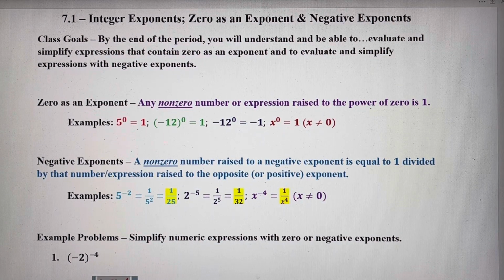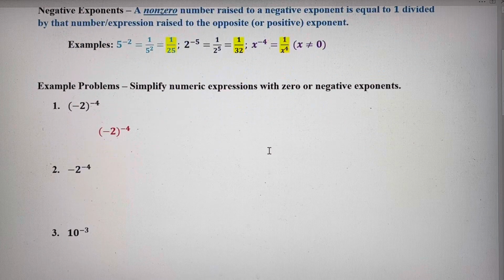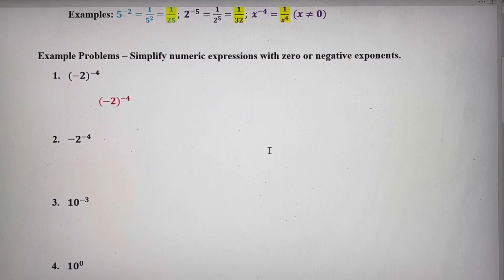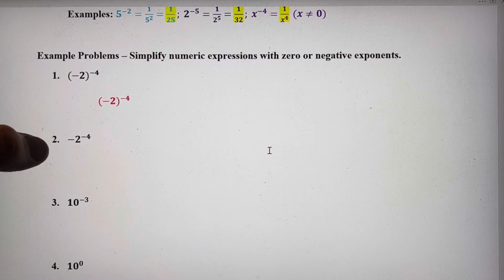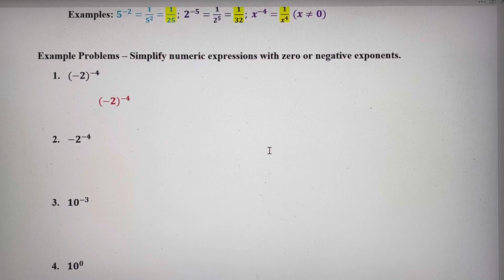If you want to, you can pause the video here. Okay, let me scroll down. You can pause the video and give these a try, and then come back to us. All right. So we've got a negative 2. Notice the parentheses. Look at 1 and look at 2. There's a difference here. If you want to look back up at the examples and how we handled those with parentheses and without parentheses, give those a look before you give these a try.